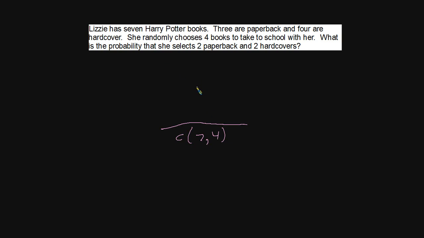The only thing is, she's not choosing just any 4 old books. We want to know what the probability is that she selects 2 paperback and 2 hardcovers. So the way that we approach that is we first say, well, there's 3 paperbacks and she chooses 2. So C, 3, comma 2. And then the next thing is there's 4 hardcovers and she chooses 2 of those. So we do C, 4, comma 2.